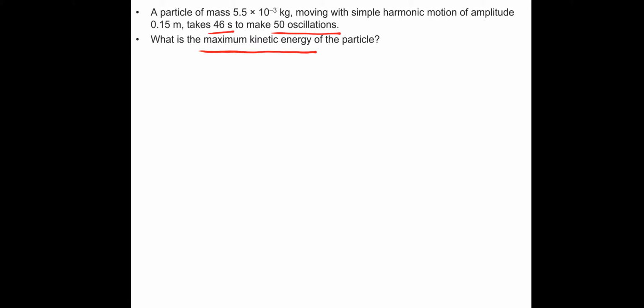And this time we've got 46 seconds to make 50 oscillations. So we can get the time period per oscillation. So that'll be 46 seconds divided by the amount of oscillations. That'll give us the time for each one. So each oscillation takes 0.92 seconds. So that's the time period.